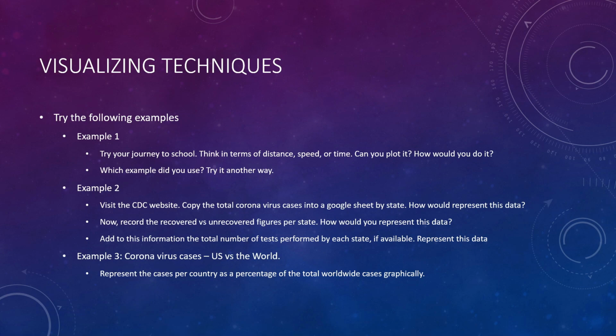Example two would be to go through the CDC website. There is a lot of coronavirus information out there, so you can compile that data state-wise, and then think about how you would present this data. You can do the recovered versus the unrecovered figures per state and present that data. And finally, in example three, you have to do the US versus the world. So represent the cases per country as a percentage. So you kind of know what I'm trying to get to in this last example. You compile this data set and you present that.